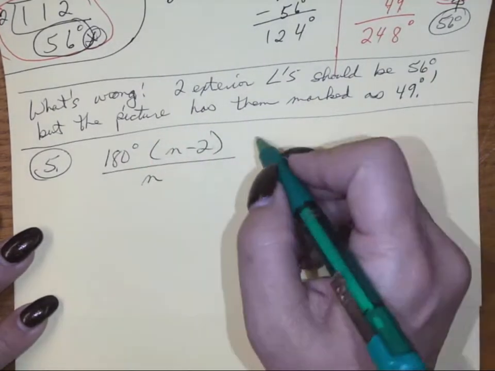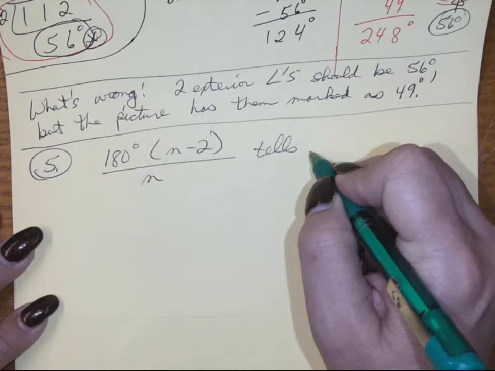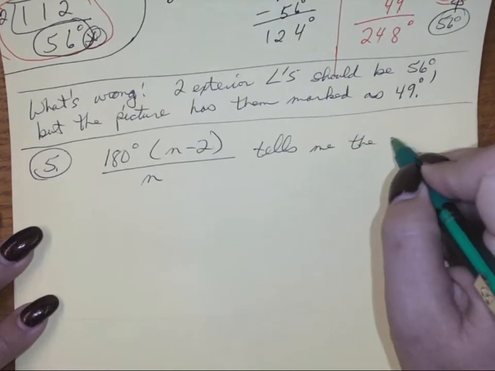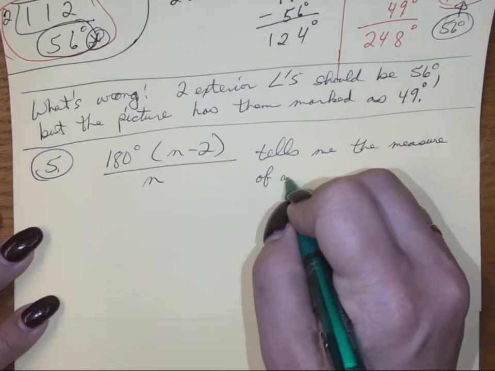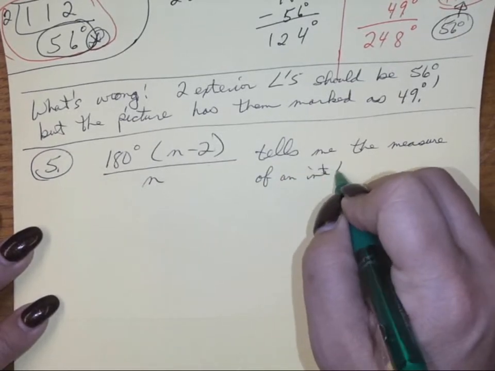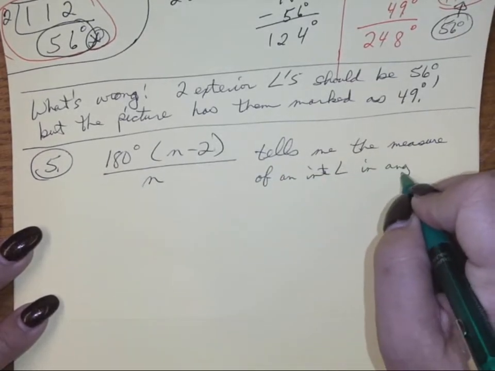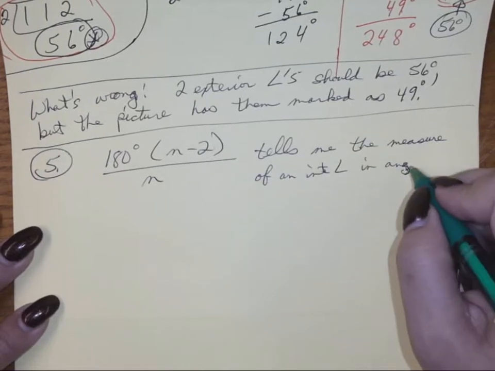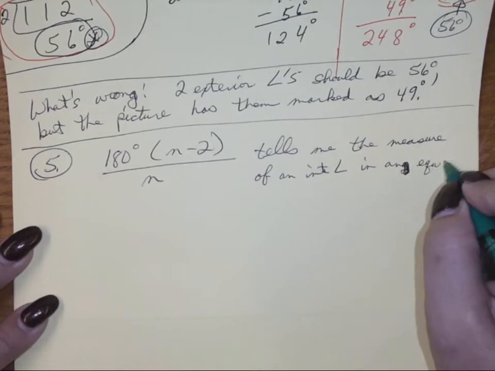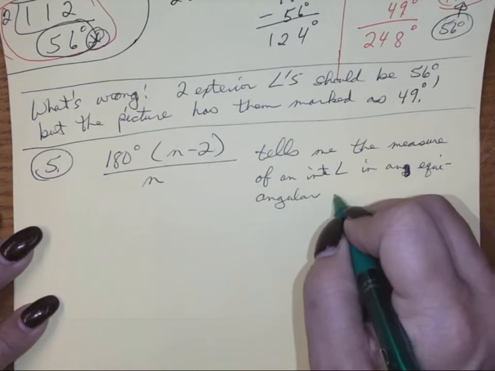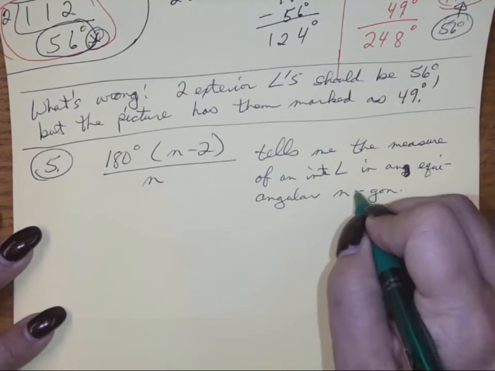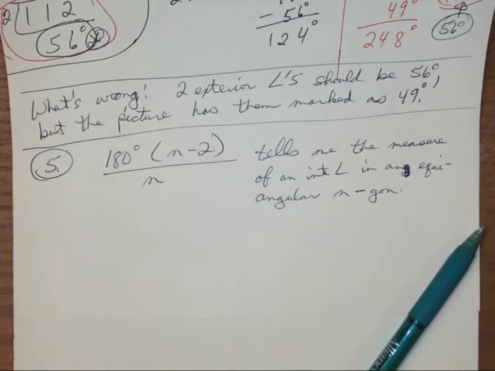this formula tells me the measure of an interior angle in an equiangular n-gon. Okay, so for our purposes, that means equiangular means that it's regular, right? So we're talking about a regular polygon here.